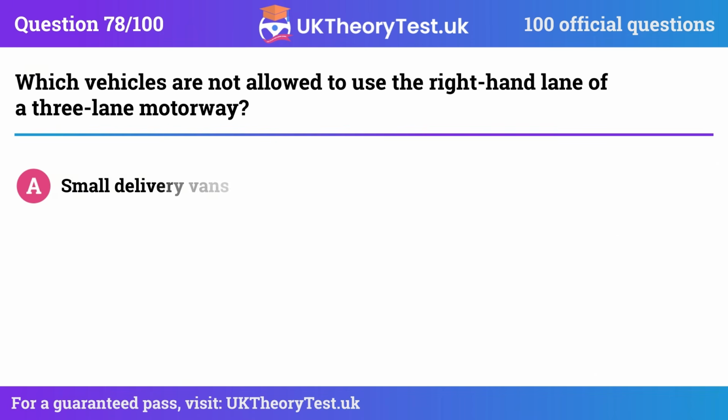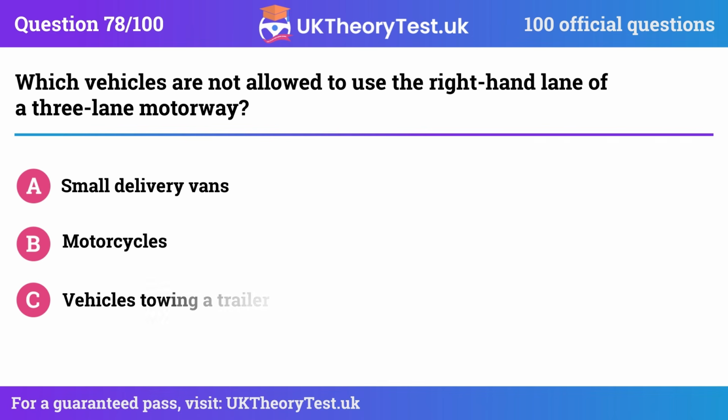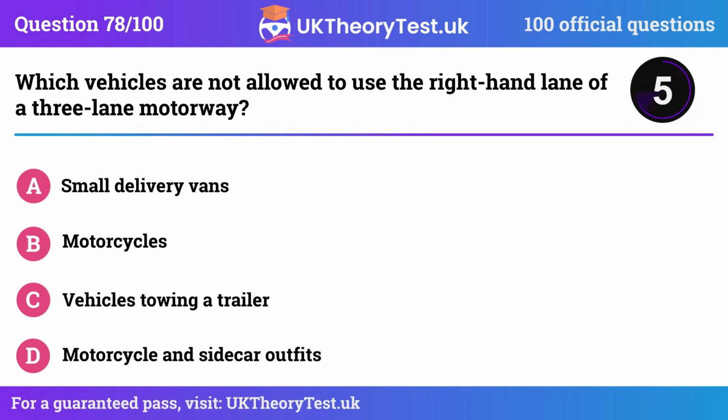A. Small delivery vans. B. Motorcycles. C. Vehicles towing a trailer. D. Motorcycle and sidecar outfits.